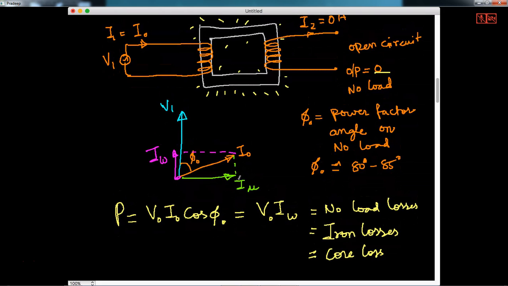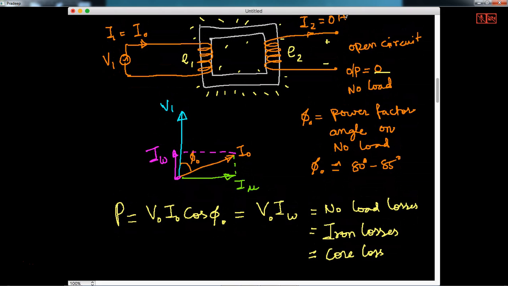no load. Now the question is, is there any EMF induced here? What is E2, and what is E1? E1 and E2 are definitely induced. E1 is nothing but exactly V1 here, and E2 is, depending on the number of turns, some voltage induced. That means if I measure the voltage here, I can see the transformed voltage is available, only the current is 0. So E1 and E2 are also there.